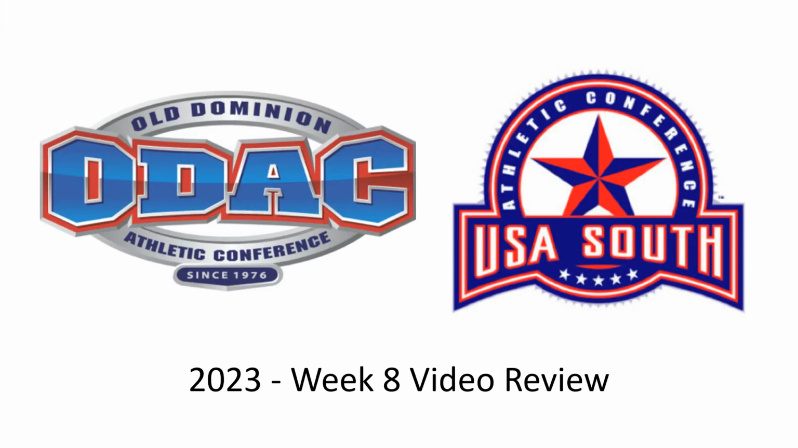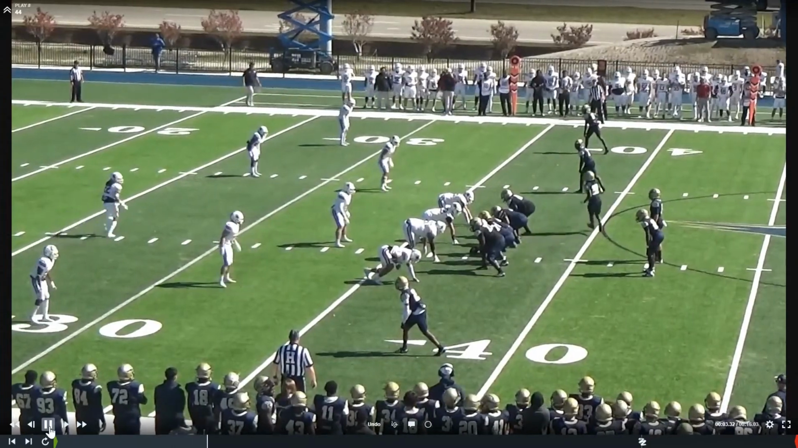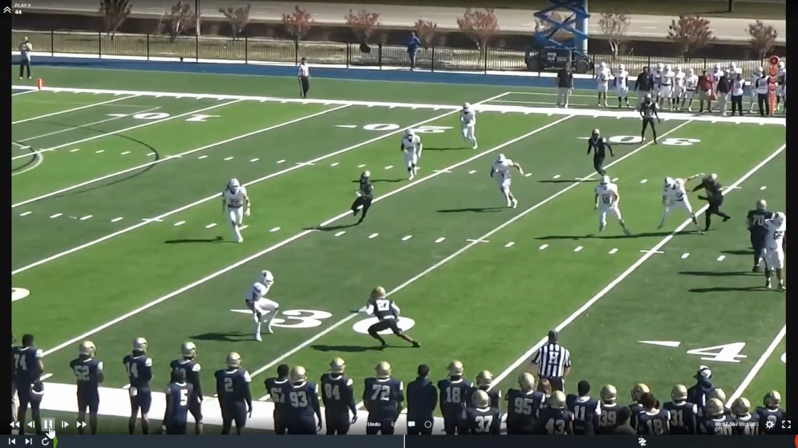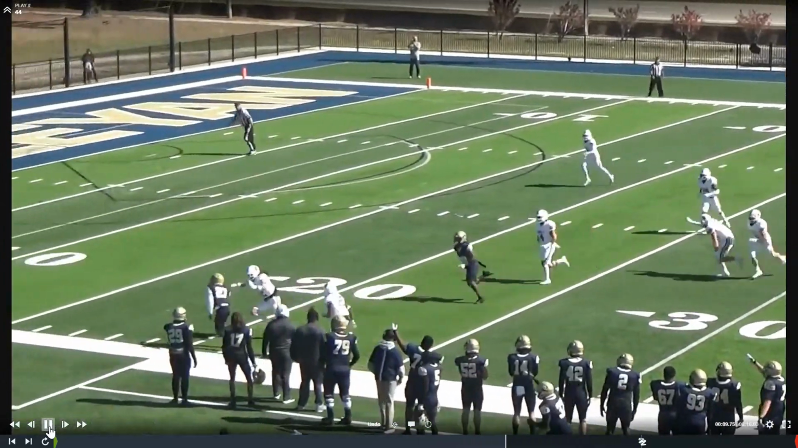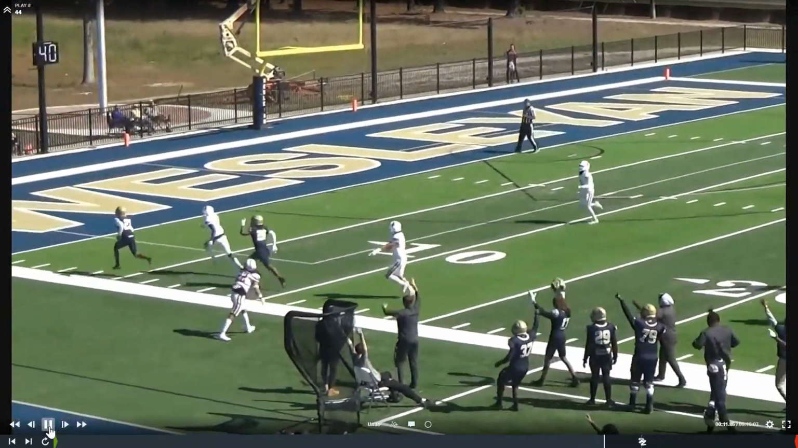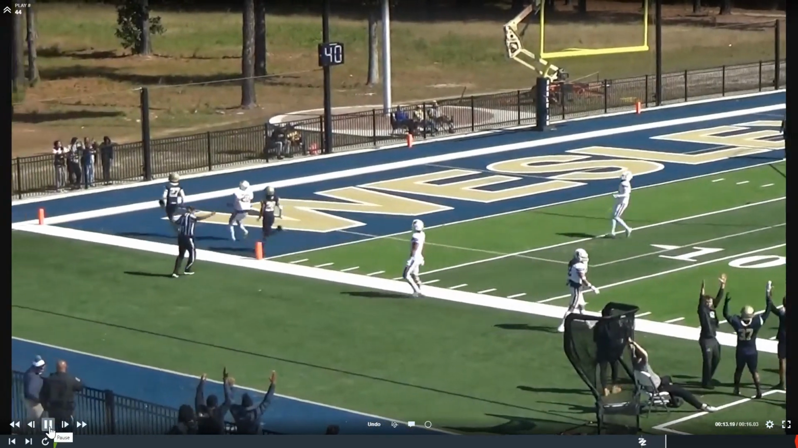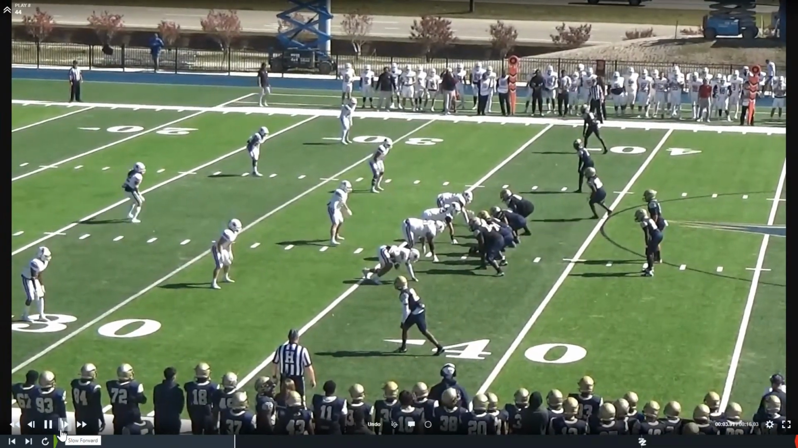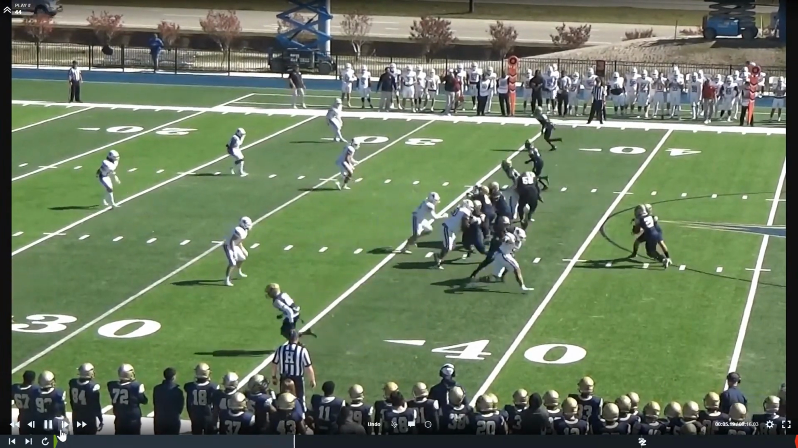This is the Week 8 video review for the ODAC and USA South conferences. During last week's video review, we ended with a sideline play near the goal line. This week, let's look at the proper mechanics in a similar situation.